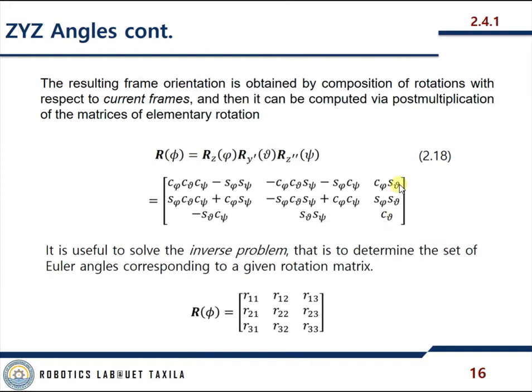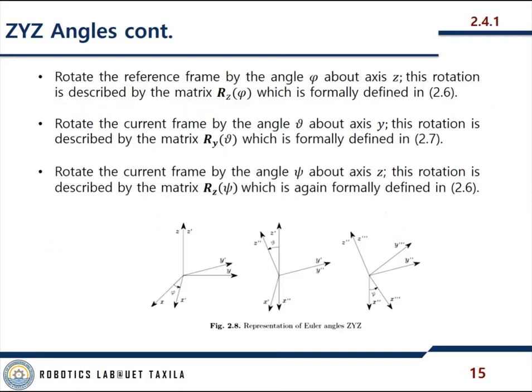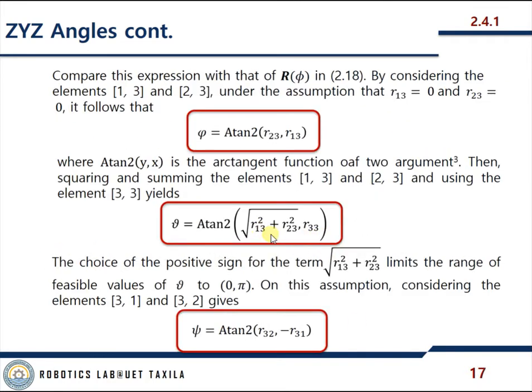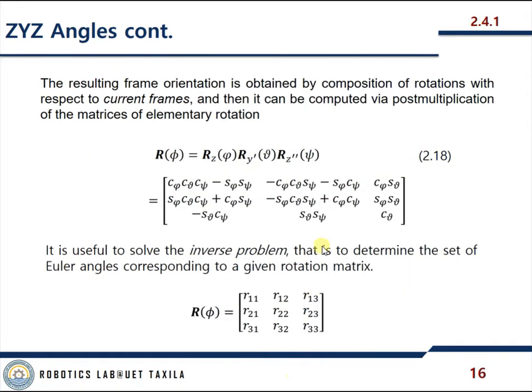We get this sine theta, because cos square phi plus sine square phi will be equal to 1, so we get this sine theta squared. So we take the square root and we get this. So by taking a tangent inverse, we can get this. The choice of the positive sign for this term limits the range of feasible values of theta to 0 to pi. On this assumption, considering the elements 3,1 and 3,2 gives this. So you can calculate these angles if you have this rotation matrix.